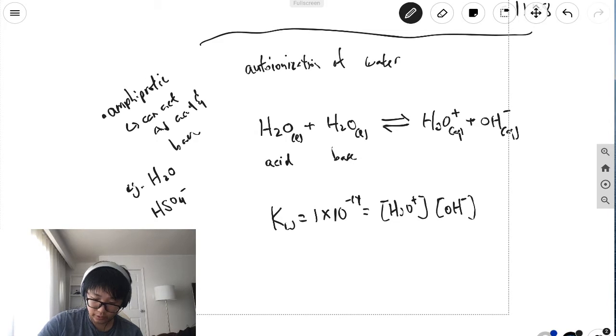yeah, so we can also say that Ka times Kb is going to be equal to 10 to the negative 14.